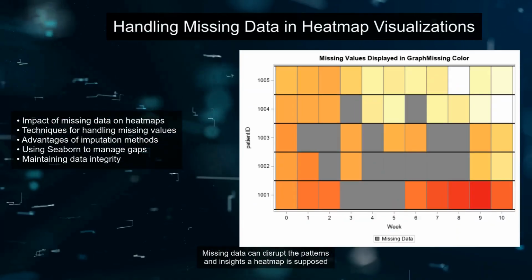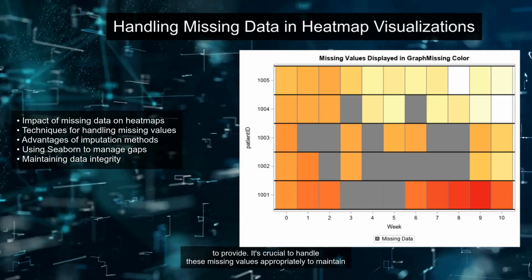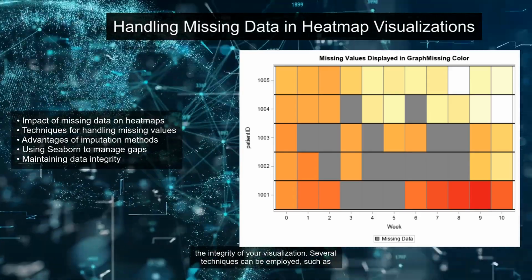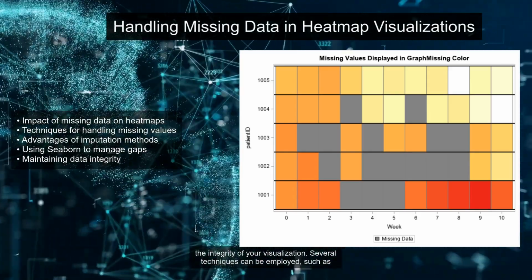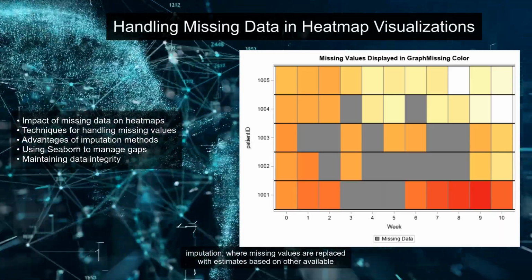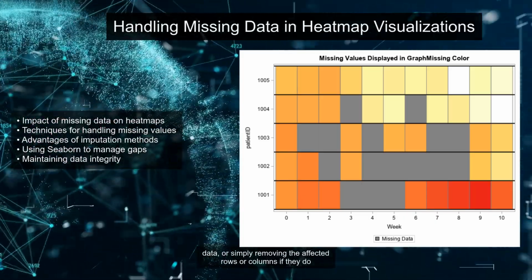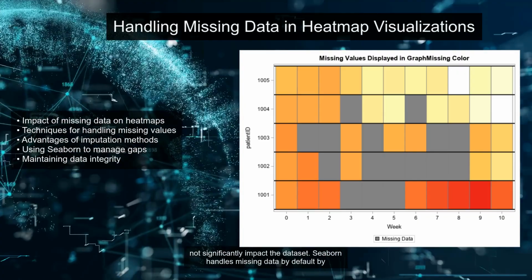Missing data can disrupt the patterns and insights a heat map is supposed to provide. It's crucial to handle these missing values appropriately to maintain the integrity of your visualization. Several techniques can be employed, such as imputation, where missing values are replaced with estimates based on other available data, or simply removing the affected rows or columns if they do not significantly impact the dataset.